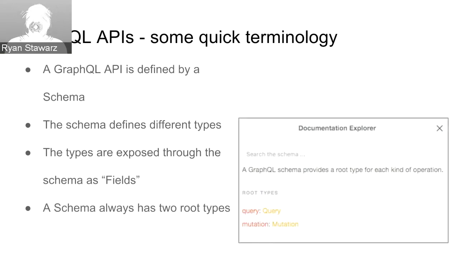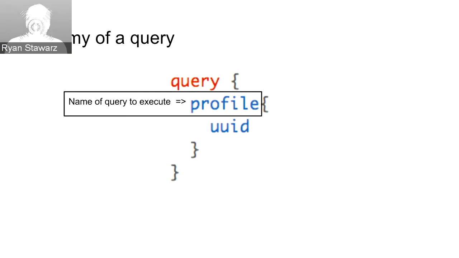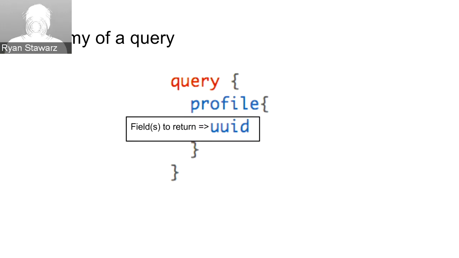These types are exposed through the schemas as fields, and a schema always starts with two root types. Here's just the root view of what the Documentation Explorer looks like, and it shows you the two root types, queries and mutations. So, anatomy of a query. This is a query, the top level keyword being query. This is the name of the field that we're going to fetch off that query, profile. And then you can embed additional fields that you're requesting.